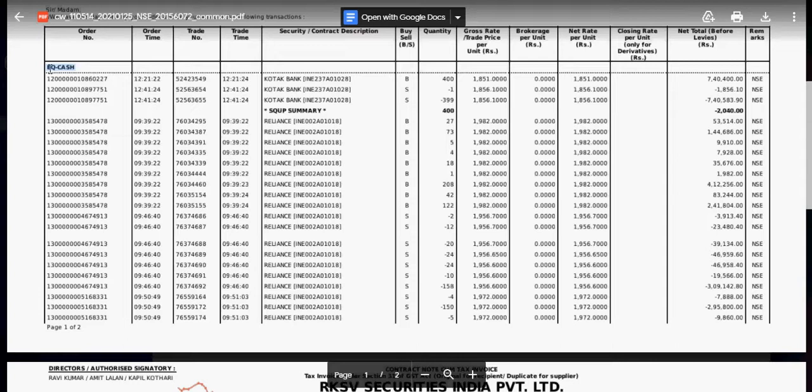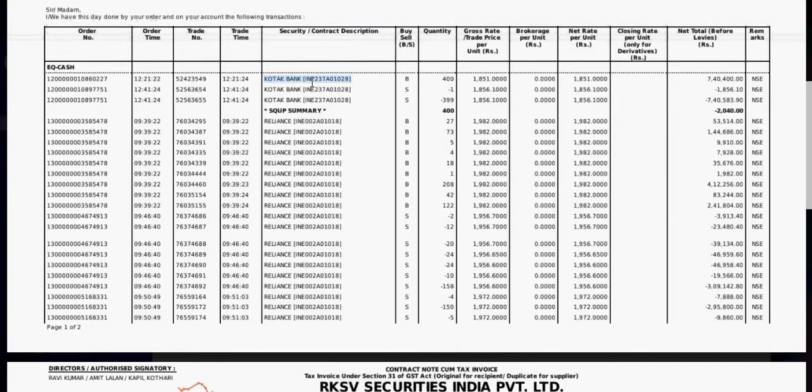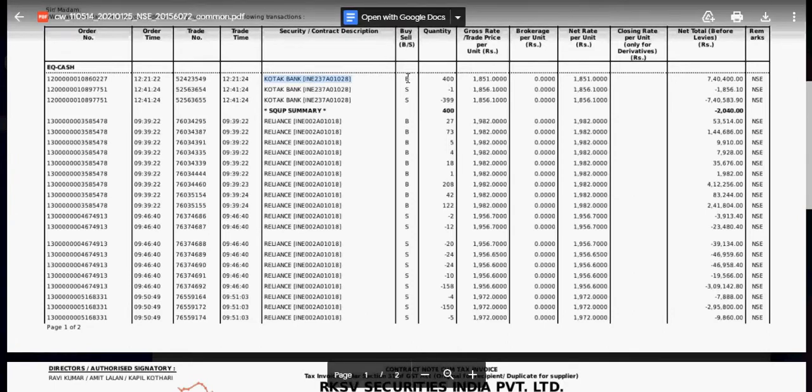Now here you can see it is EQ cash. EQ cash means equity. Generally whatever shares you buy, shares without any leverage, without any FNO, those are called normal EQ cash, equity cash, and those shares are mentioned in this contract note. As you can see, I have bought Kotak Bank shares. Now here it is B and S, so this means I have bought it, B.